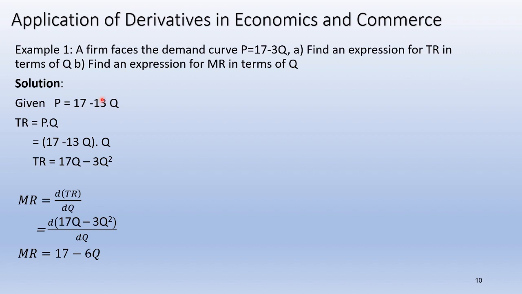Solution: given P is equal to 17 minus 13Q. Total revenue TR is equal to P times Q, which is equal to (17 minus 13Q) times Q. TR is equal to 17Q minus 3Q square. Marginal revenue is the differentiation of TR with respect to Q, which is equal to 17 minus 6Q.